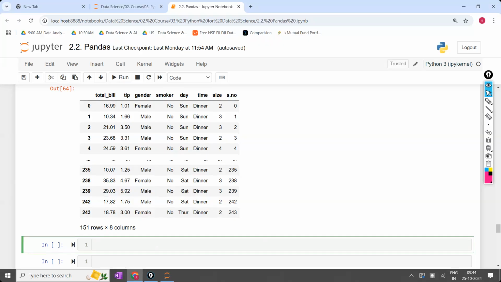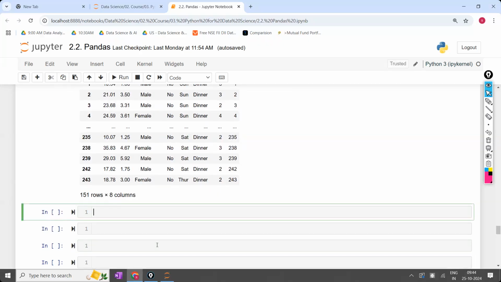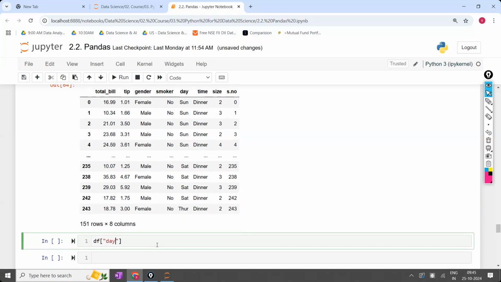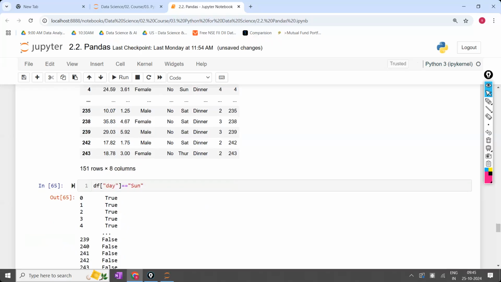So the point is, if you are attending the class, whatever points you write in the notes, after the class you have to practice. If you don't practice, the answer is called confusion. Now, as per the question, df of day is equal to Sunday. If I require Sunday records, df of day is equal to Sunday. What is the output of this one, guys? True or false. For every record, it will give the output as true or false.